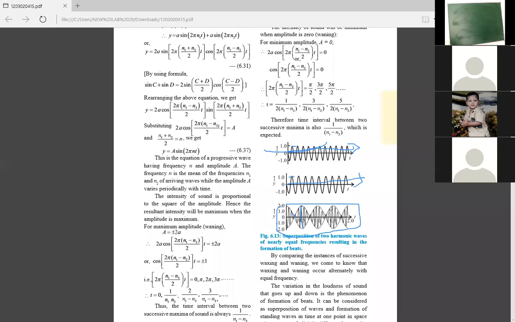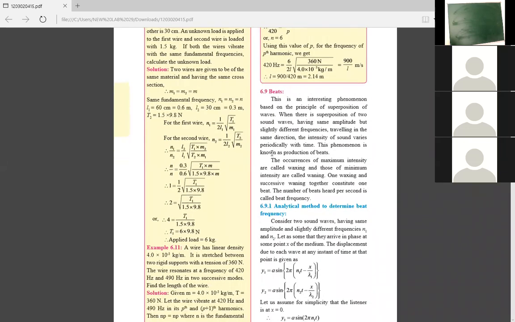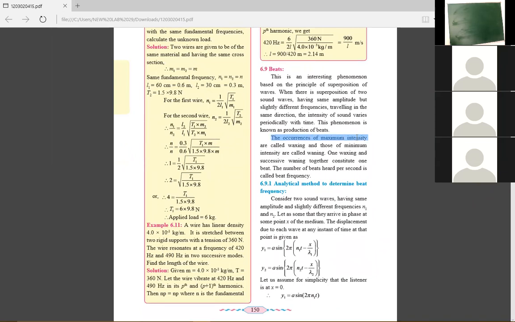The places with maximum amplitude are called waxing. This part with maximum amplitude is called waxing, and this point which has minimum amplitude is called waning. Here you can see the occurrence of maximum intensity or maximum amplitude is called waxing, and that of minimum intensity or minimum amplitude is called waning.